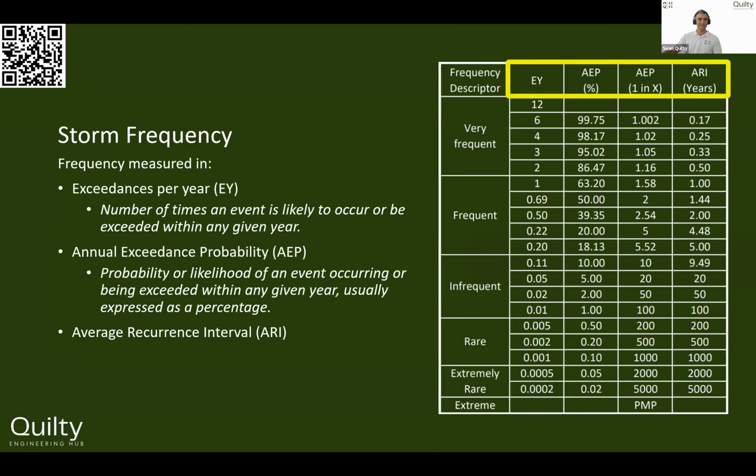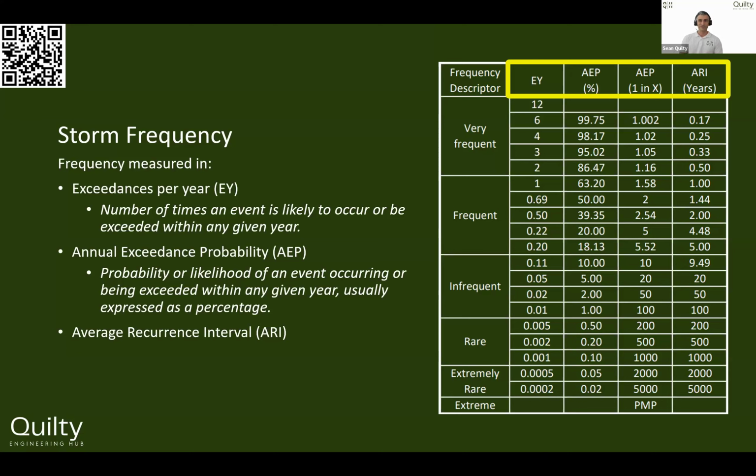But what I've got here is taken from the BOM website. Typically this is where you'll get all of your IFD data. Here it's a table that shows you the storm frequency. On the left column, you can see the frequency descriptor, as they call it. That was the very frequent, rare, and so on. That was the terminology we were looking at. But you can tell that's not really tangible. That's not really giving me an exact number necessarily.